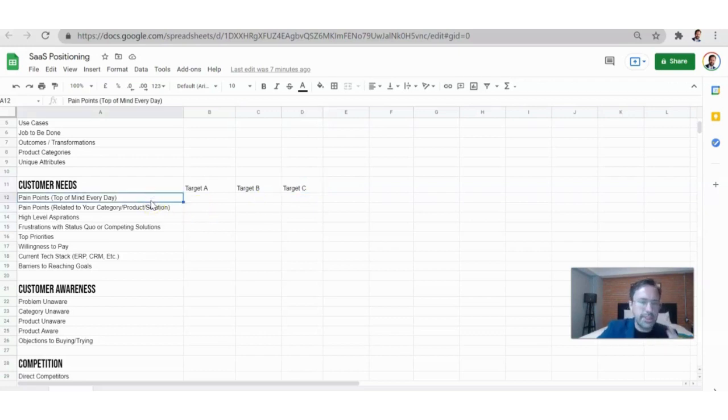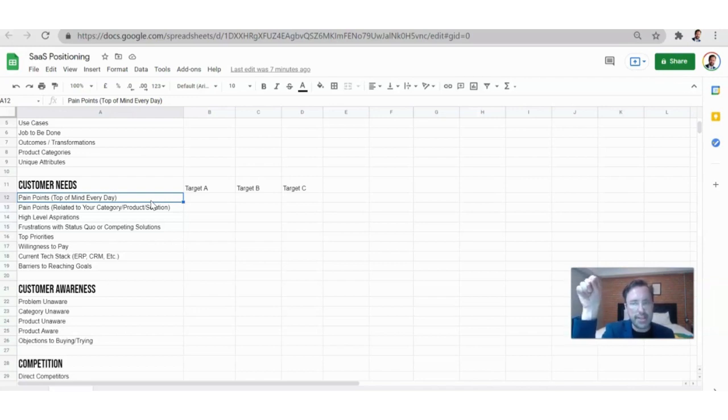So the first pain points I want to start with is what the customer has top of mind every day. They have some sort of pain. Maybe they don't have enough sales. Maybe they're just sick of doing something manually. I don't know what is top of mind for them. And the important thing to recognize is that what's top of mind for them may be completely unrelated to your product. Do not assume that your product needs to solve a problem that's top of mind for them.